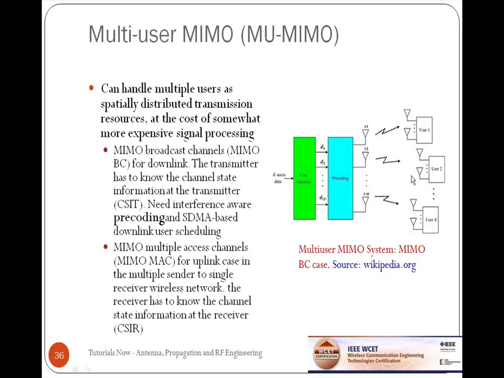In the uplink case, MIMO multiple access channel or MIMO MAC will need multiple senders to send to a single receiver wireless network. In this case, the receiver needs to know the channel state information at the receiver. This is the end of part 1.